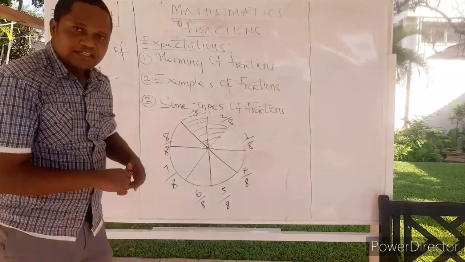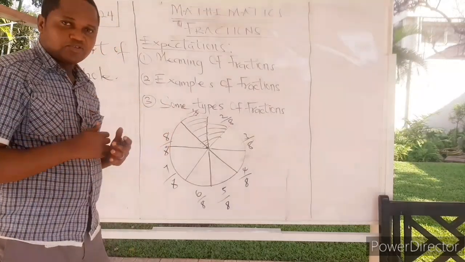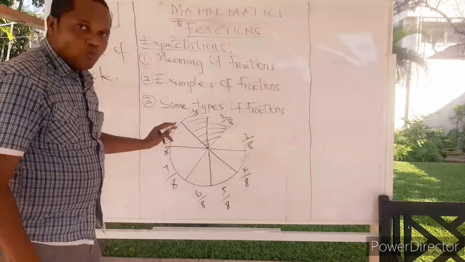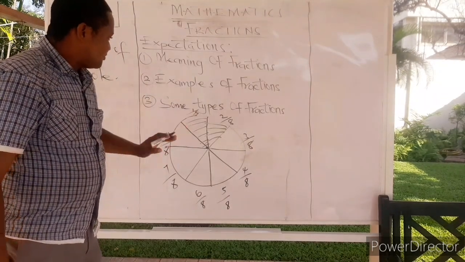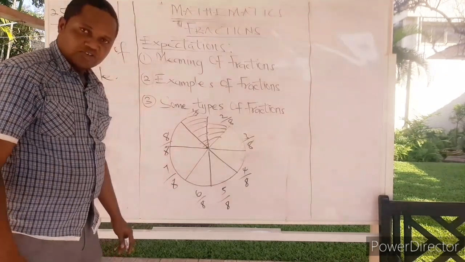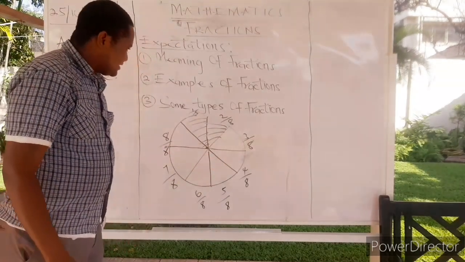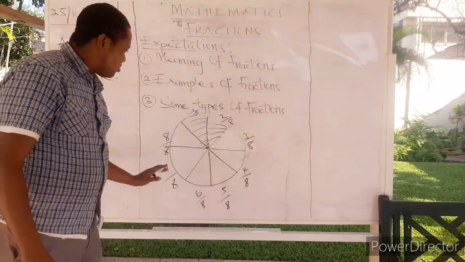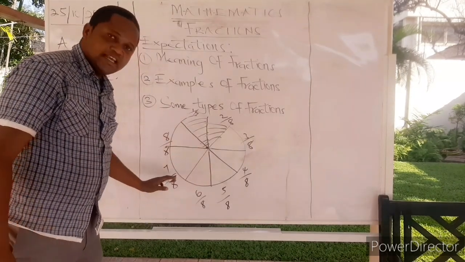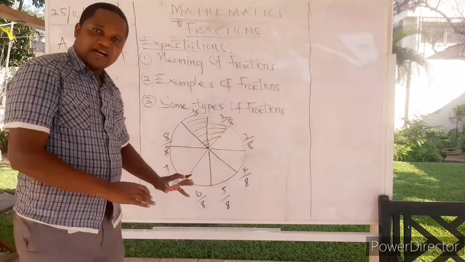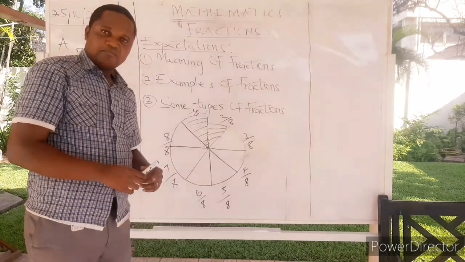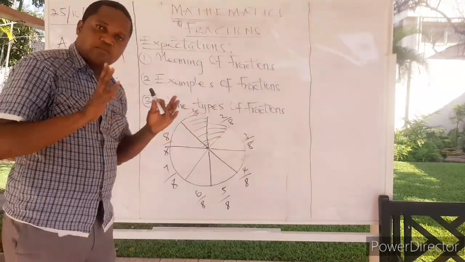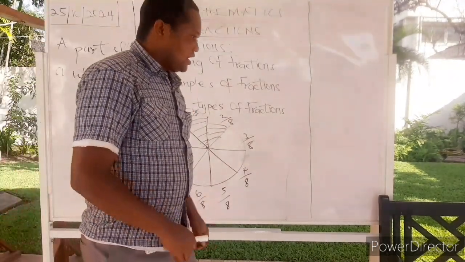Now, let's look at some examples of fractions. So right here, 1 over 8 is an example of a fraction. 2 over 8 is also an example. 3 over 8 is an example. 4 over 8, 5 over 8, 6 over 8. So all the examples you are seeing here we can refer to as some of the examples of fractions. But when we dive deeper into the types of fractions, you get to know some other examples. So let's look at it.